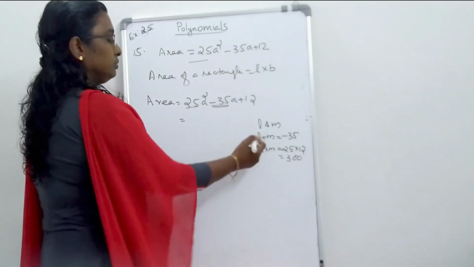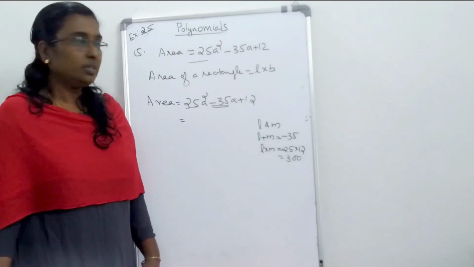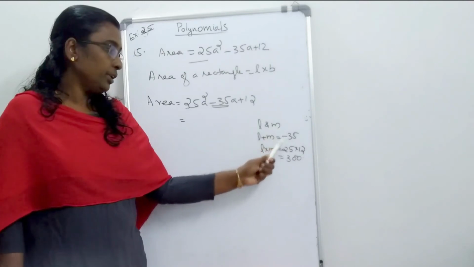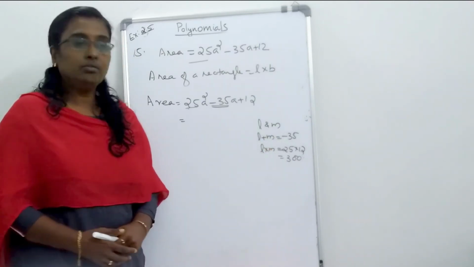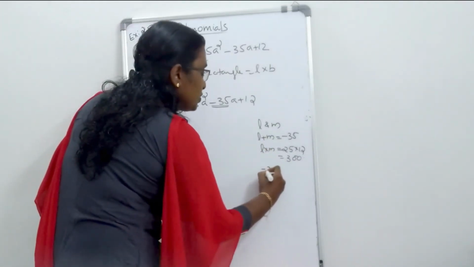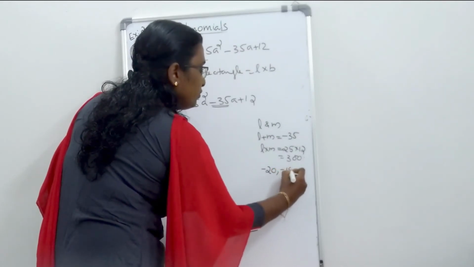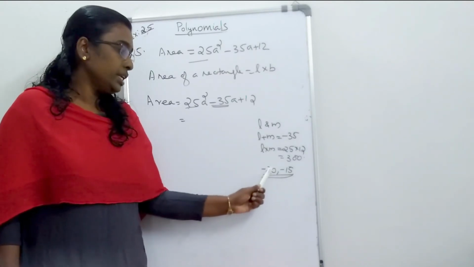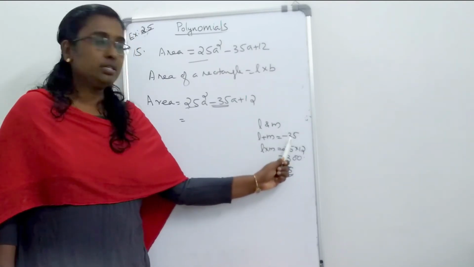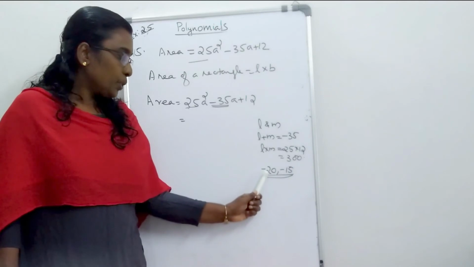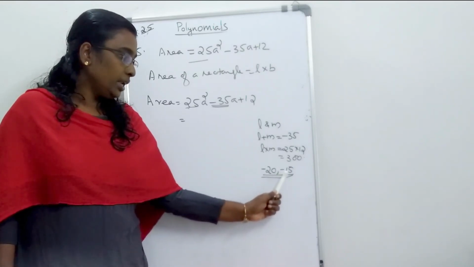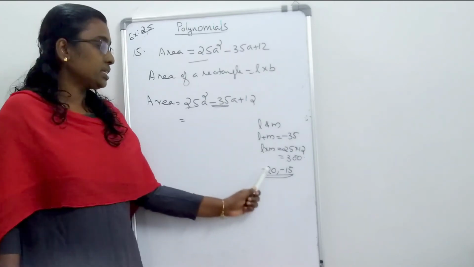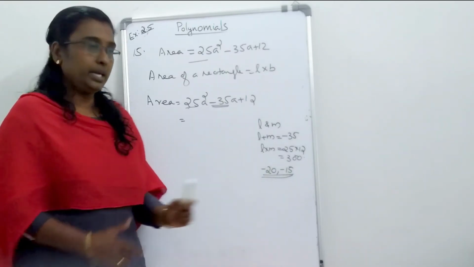What are the two numbers? The sum of those numbers is 35 and the product of them is 300. What are the two numbers? Minus 20 and minus 15. Look here: the sum of these two numbers, minus 20 and minus 15, is minus 35. The product of minus 20 and minus 15 is 300. So we can split this number as minus 20 and minus 15.